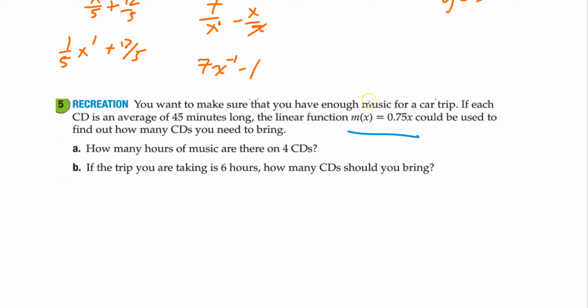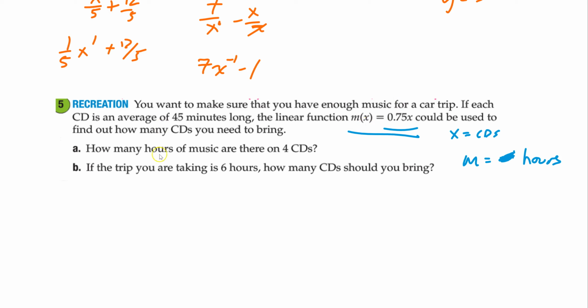Now, they should tell you more information. X here is CDs, and M is minutes. Actually, I think M is hours. Yeah, because 0.75 is 3/4 of an hour, and 45 minutes is 3/4 of an hour. So M is hours. Yeah, not very good. Here we go. How many hours of music do you need? Again, they didn't give you enough information here.